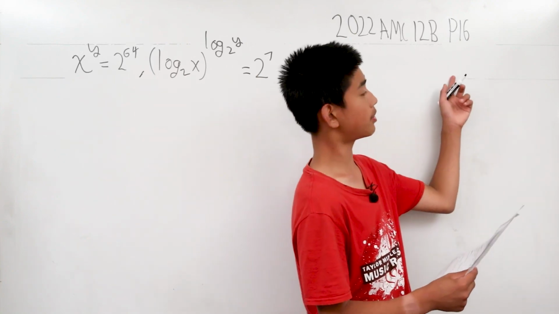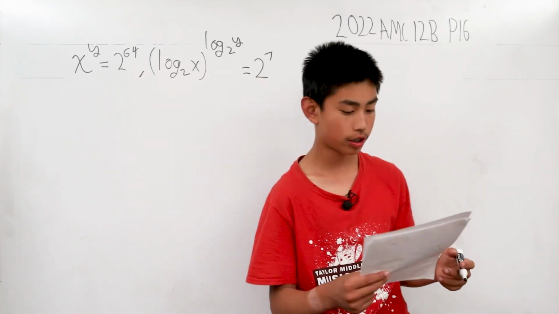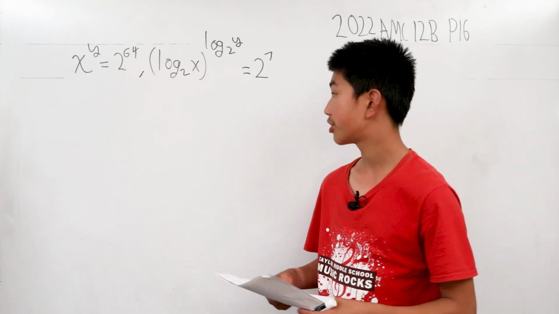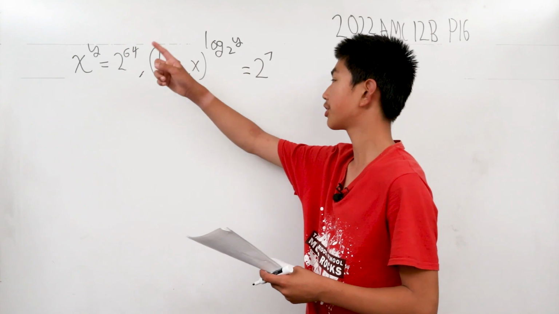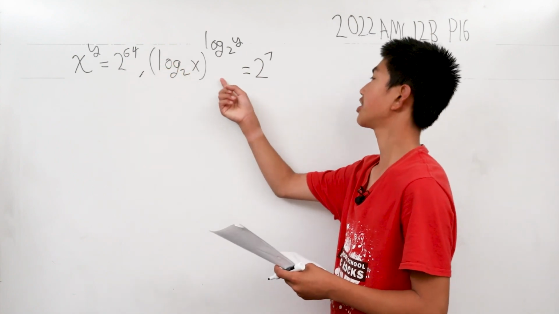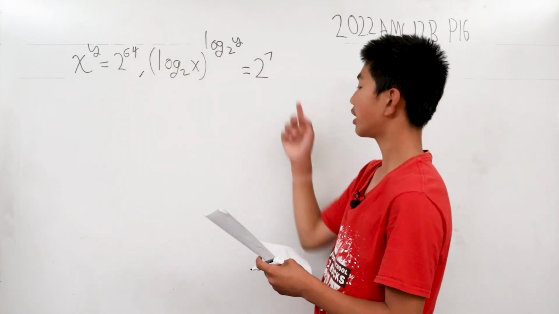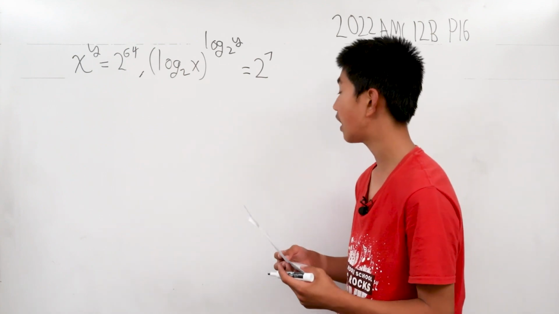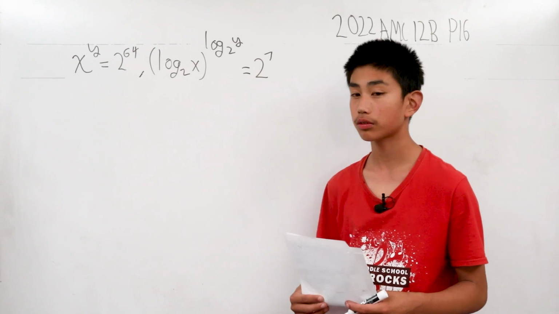We're solving problem 16 from the AMC 12B from 2022. Suppose x and y are positive real numbers such that x to the power of y is 2 to the power of 64, and (log base 2 of x) to the power of (log base 2 of y) is 2 to the power of 7. What is the greatest possible value of log base 2 of y?